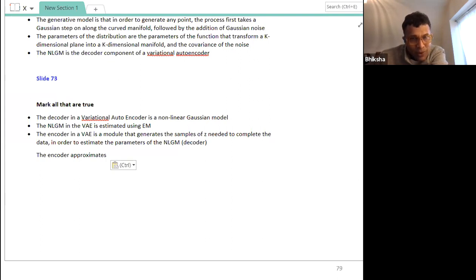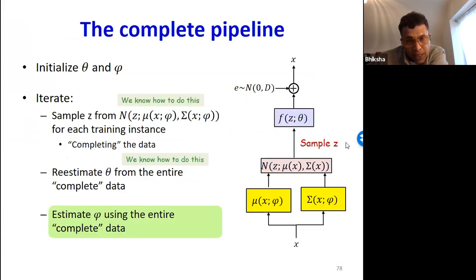So again, as before, all statements are true. The decoder in the variational autoencoder is a nonlinear Gaussian model. The NLGM in the VAE is estimated using EM, which is the decoder. Now, the encoder in the VAE is a module that generates the samples of Z needed to complete the data in order to estimate the parameters of the decoder, which is a nonlinear Gaussian model. And the encoder approximates P of Z given X to enable sampling of Z to complete the data. So these are things that I didn't explicitly mention, but this is your variational autoencoder.